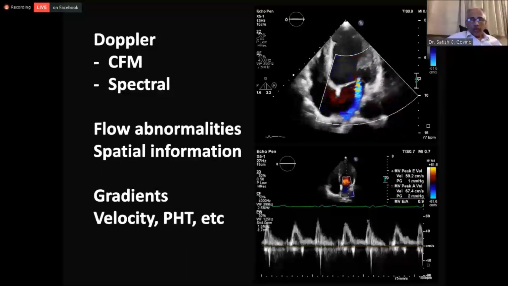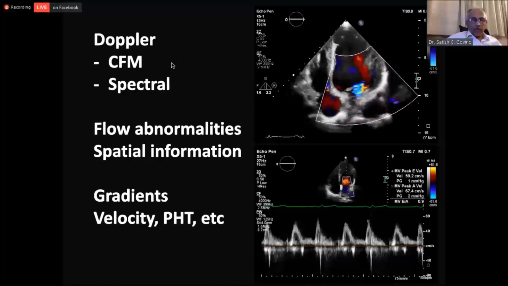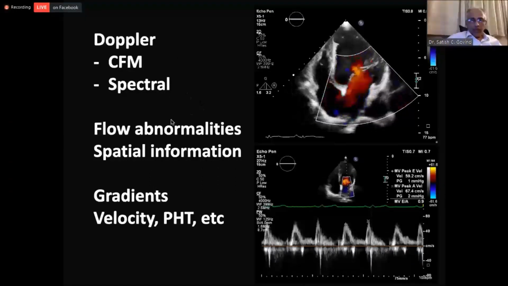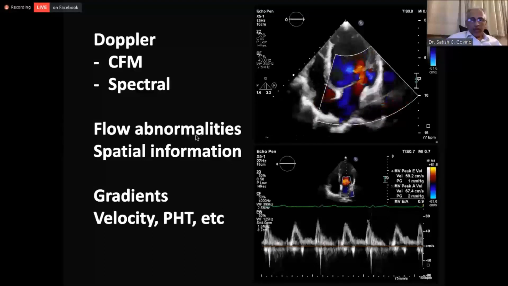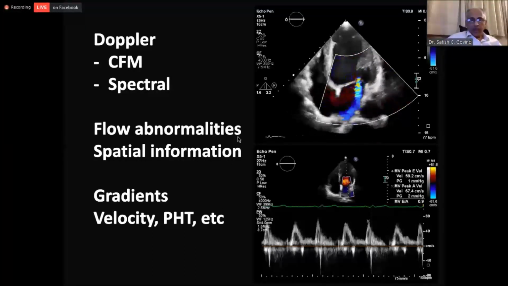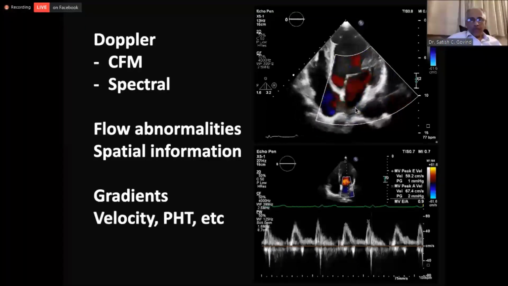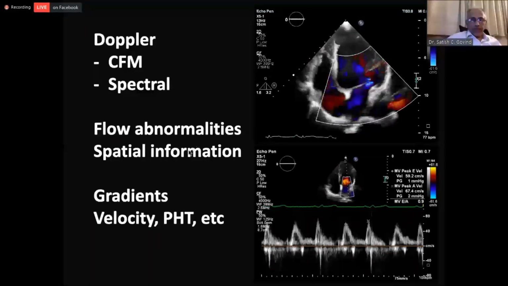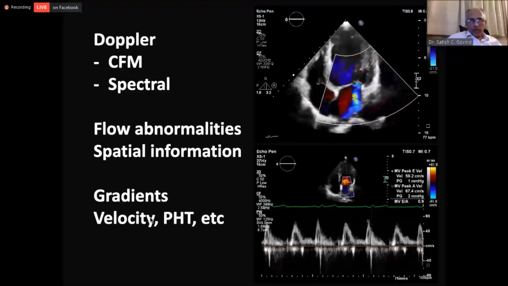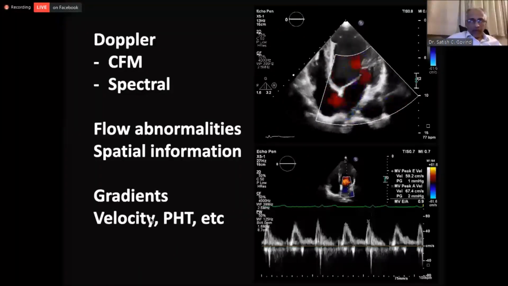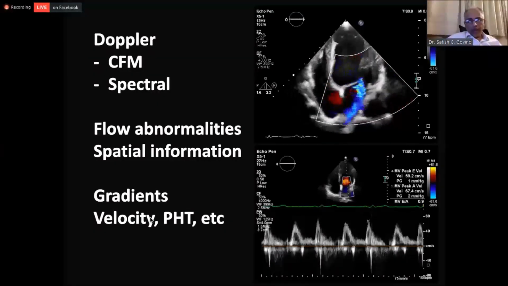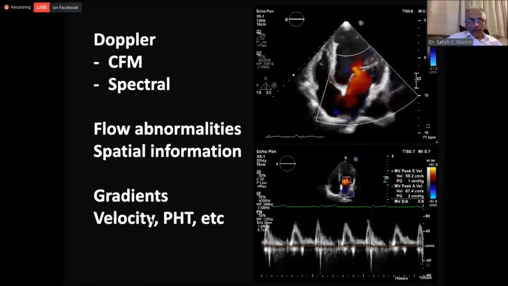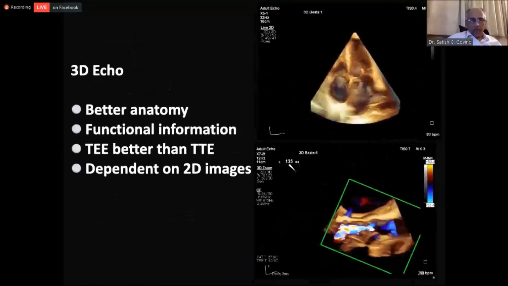Next is the Doppler, again very, very crucial. Doppler can be divided into color flow and spectral. It looks at flow abnormalities. It gives us spatial information in terms of the jet itself, presence or absence, multiple jets, and in what direction it is going. That is the advantage of color flow, while the spectral Doppler provides us information about gradients, velocity, pressure half-time, and many other parameters.